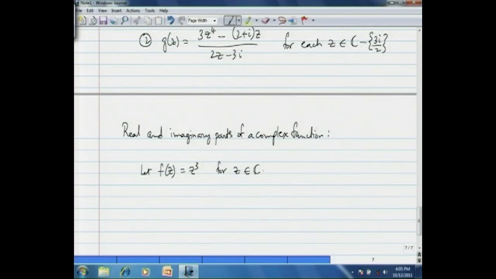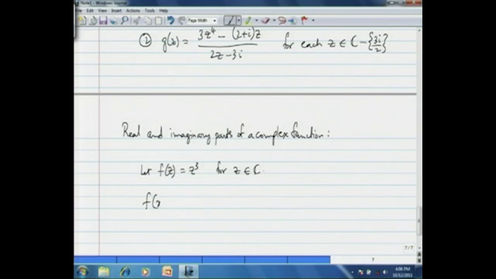Okay. So, we generally write a complex number z as x plus I y. Writing z as x plus I y, we can calculate x plus I y cube using the complex number arithmetic. So, this gives us x cube minus 3 x y squared, plus I times 3 x squared y minus y cube. You just expand the cube and substitute I squared equals minus 1 to get this expression.